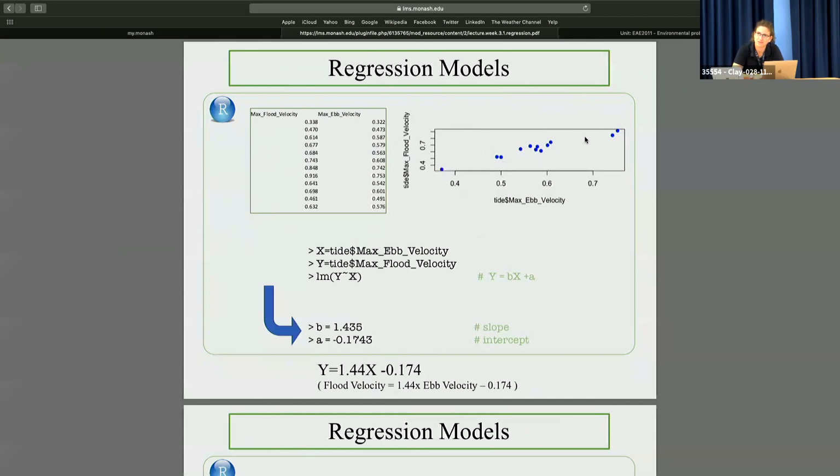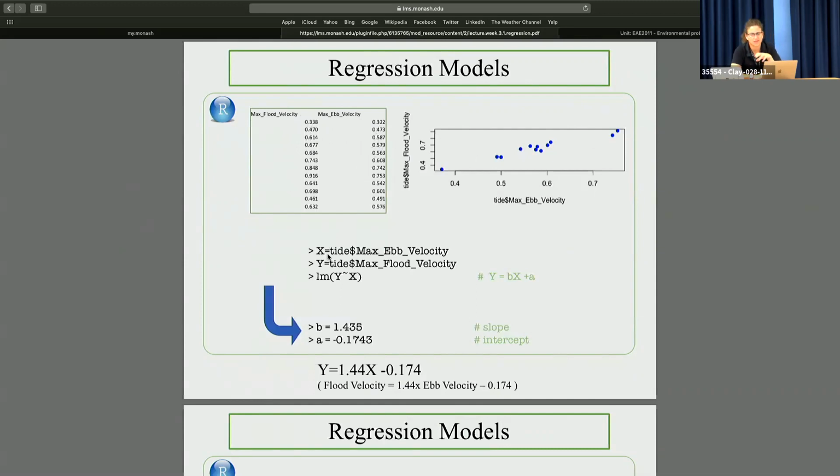I can predict what's happening in these gaps. So here's what it would look like. This is my Excel spreadsheet or a CSV file. And here are all the velocities for each tide. Each tide is a row, each point is a row. And here are my ebb velocities, and I can call one x.